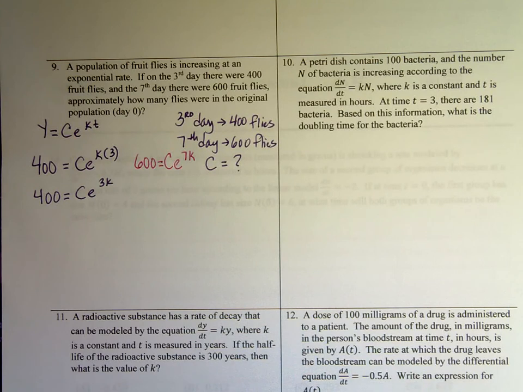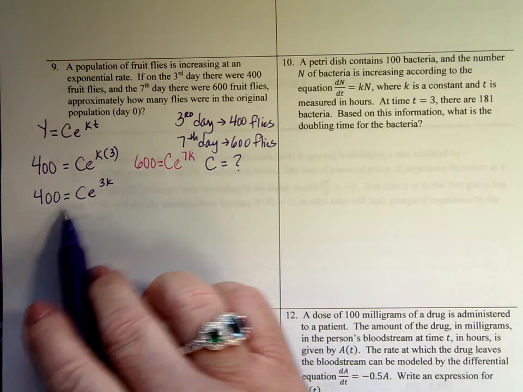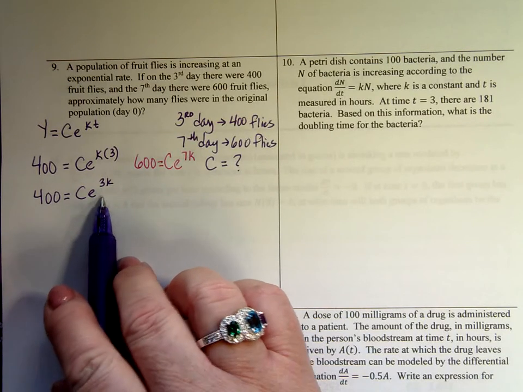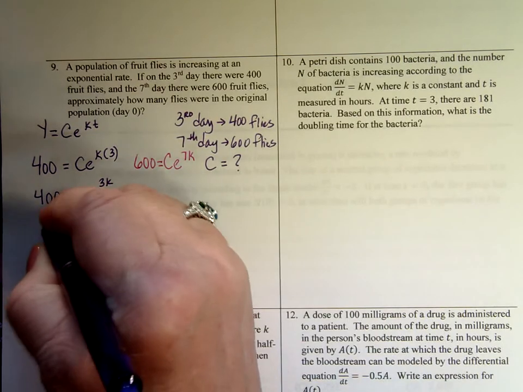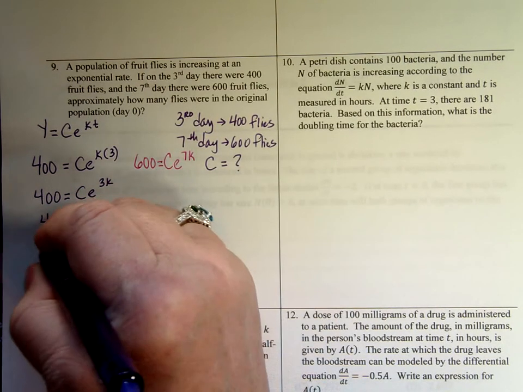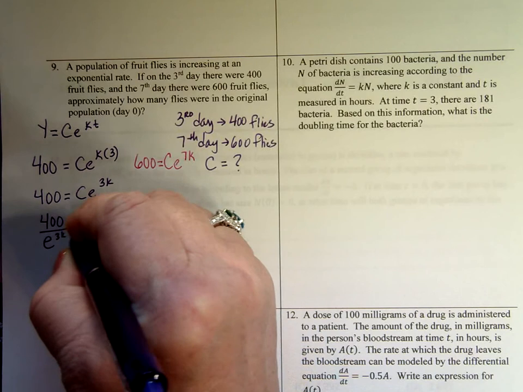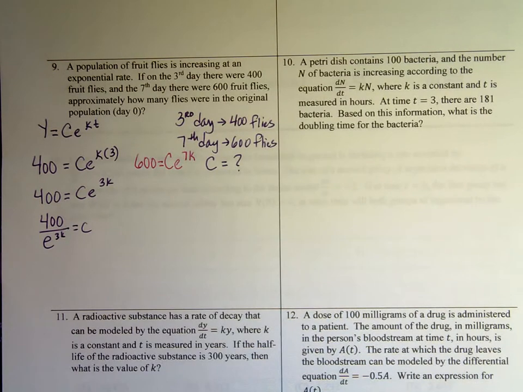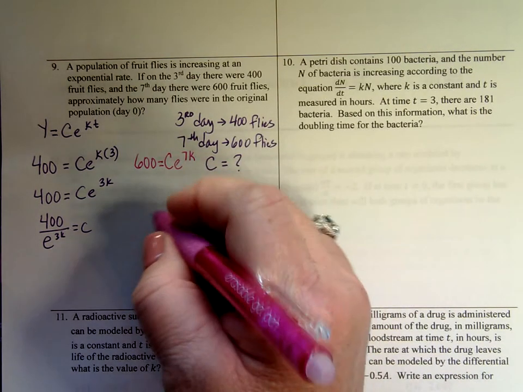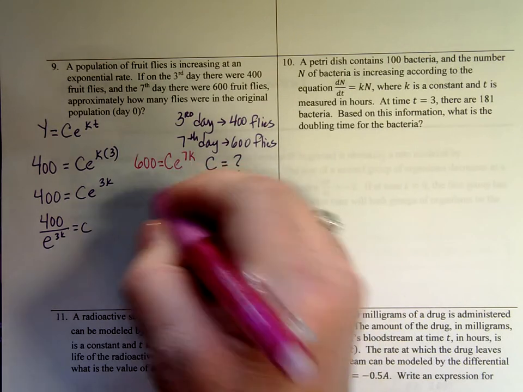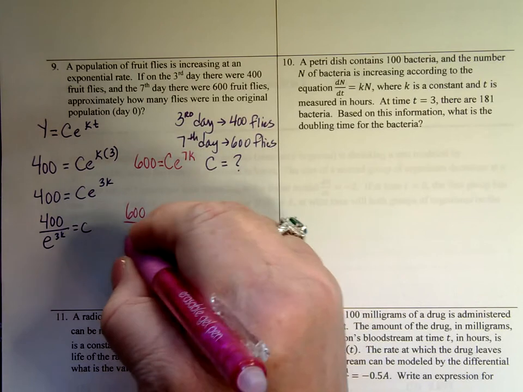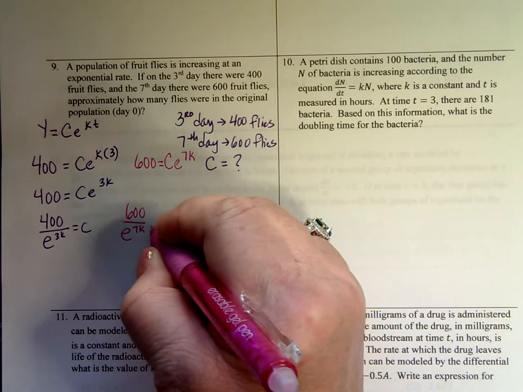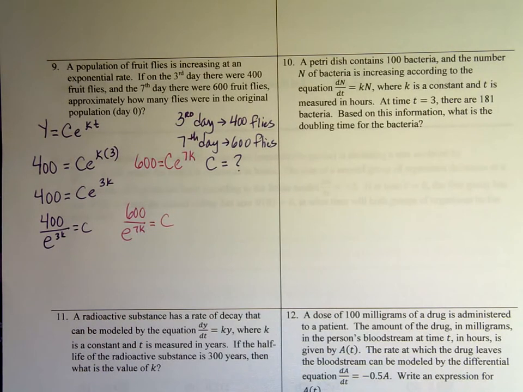So here's what we're going to do. We are going to solve for C in this guy. In other words, get the C alone. So I have an e to the 3k that I don't like. I'm going to divide by that. So this is going to be 400 over e to the 3k equals C. This guy, same idea. If I divide by e to the 7k, I'll have 600. I'm going to write it down here a little closer. 600 over e to the 7k equals C.